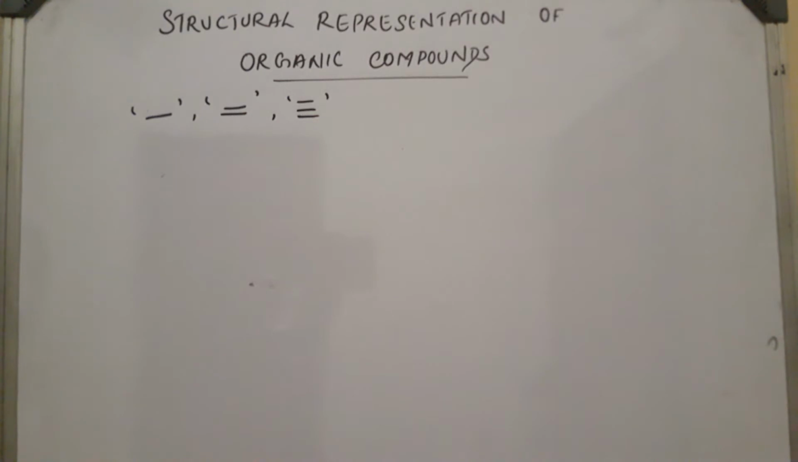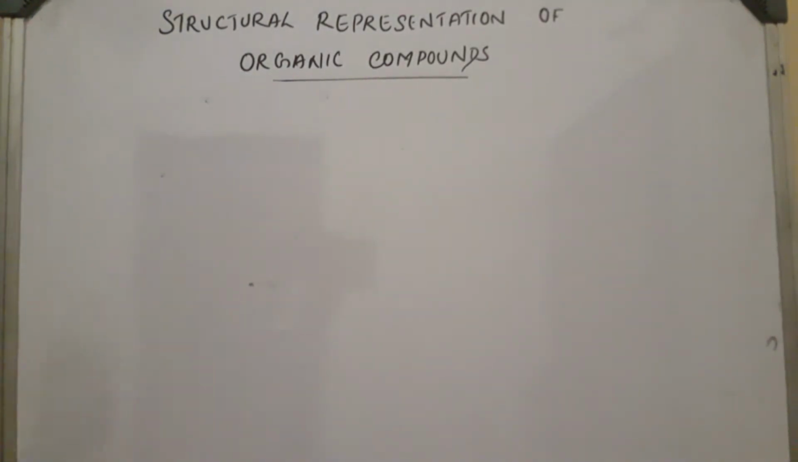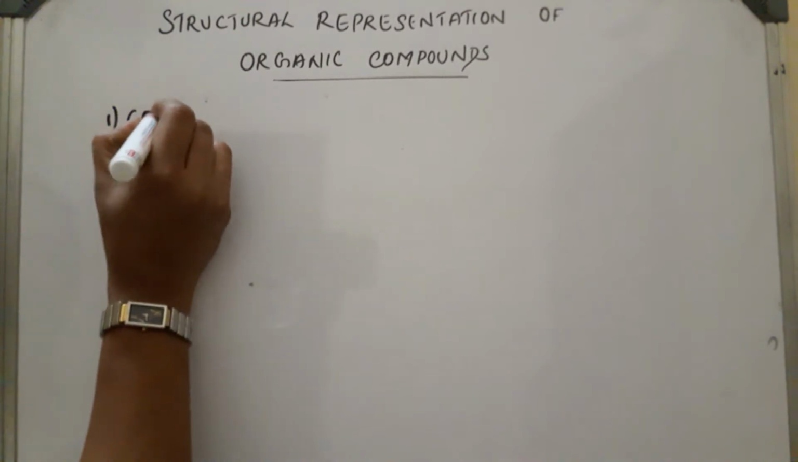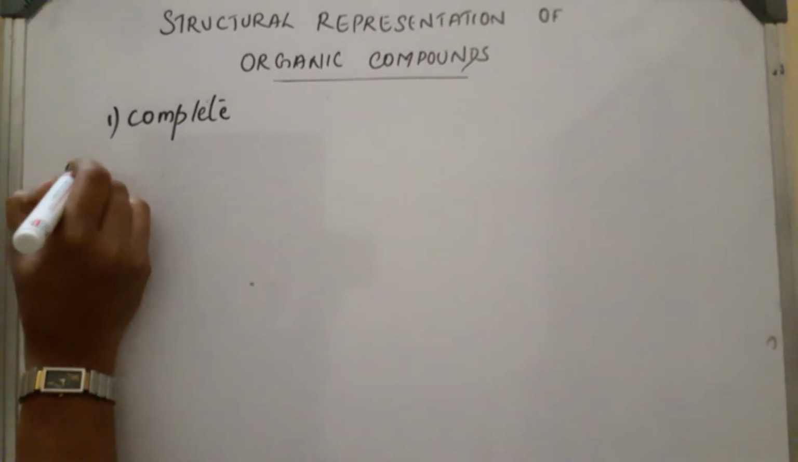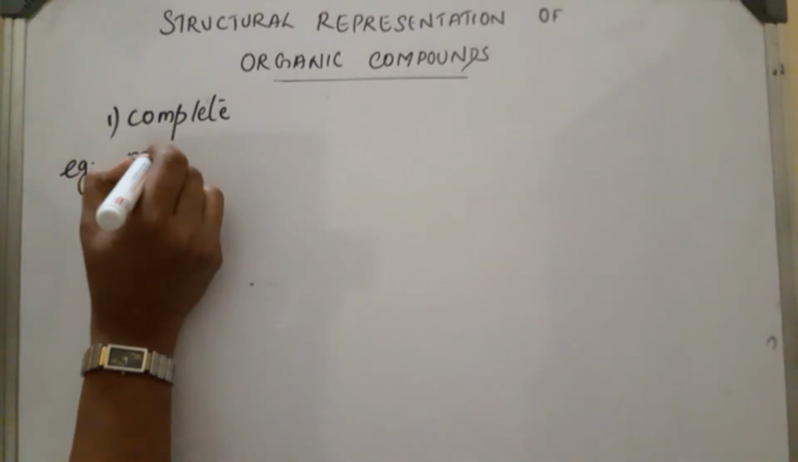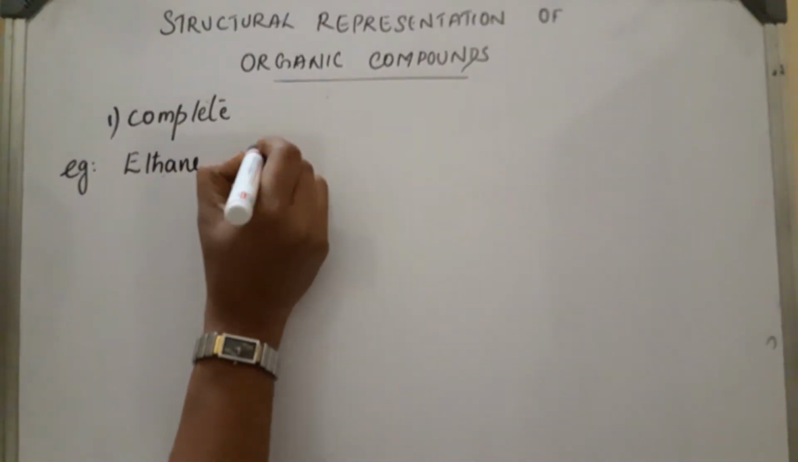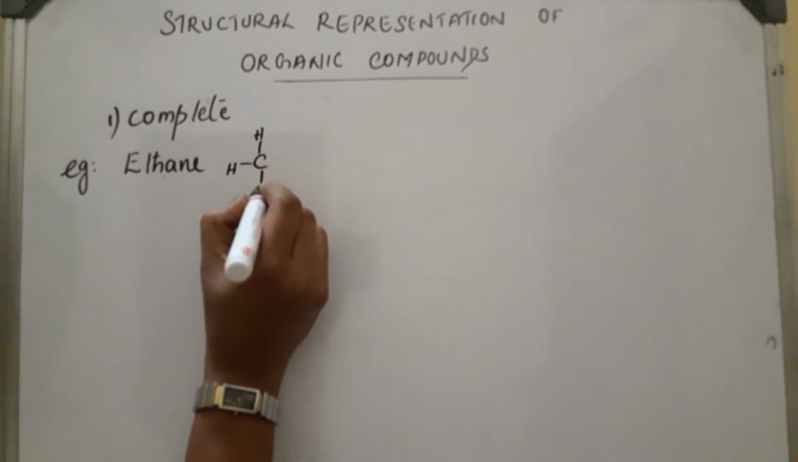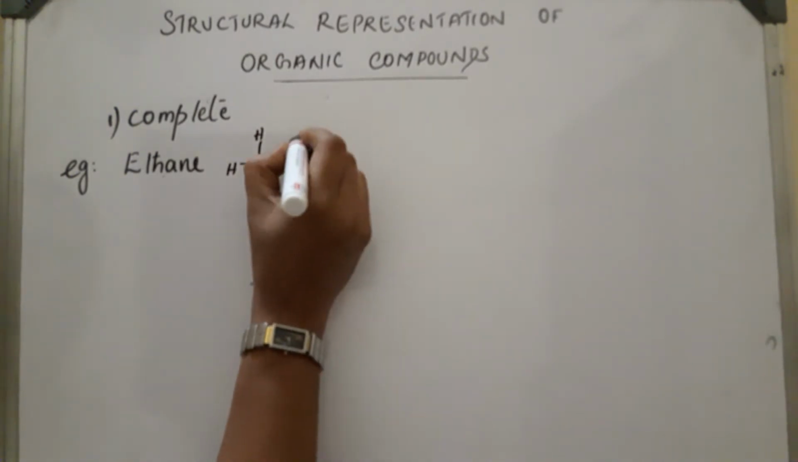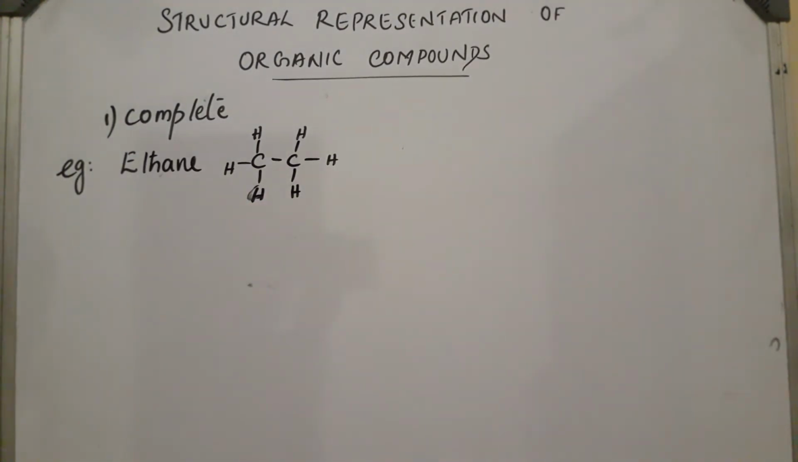Now there are three types of representation. First one is the complete structural formula. Take one example, ethane. The complete structural formula of ethane is like this. Carbon and hydrogen are attached by a single bond. This will be the complete structure of ethane.